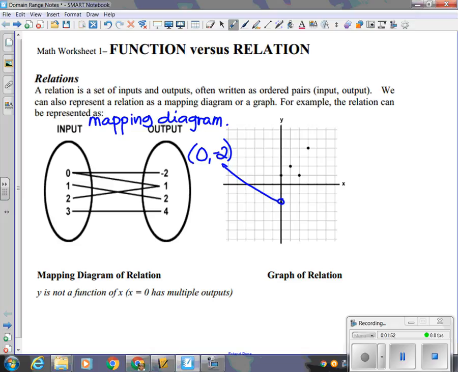Pretty straightforward, isn't it? And I'm sure you're sitting there thinking, well, why are we talking about this? It's too easy. Okay? This is just a relation. It shows how points are connected. That's it. Let's move on. All right.